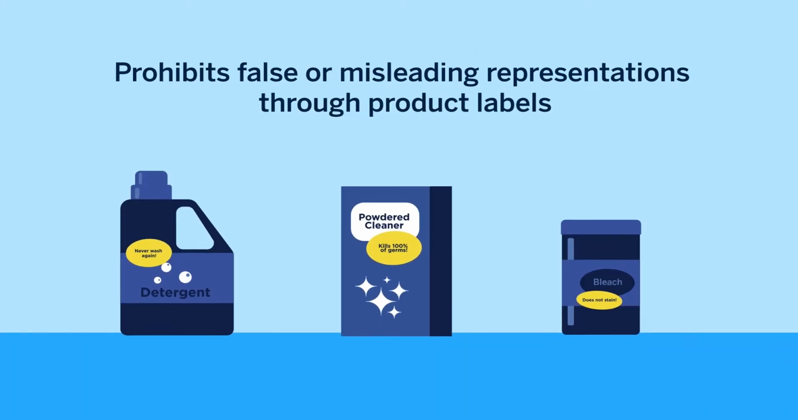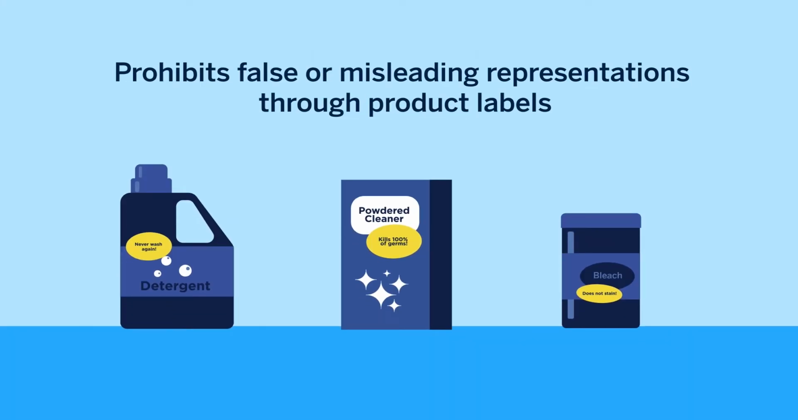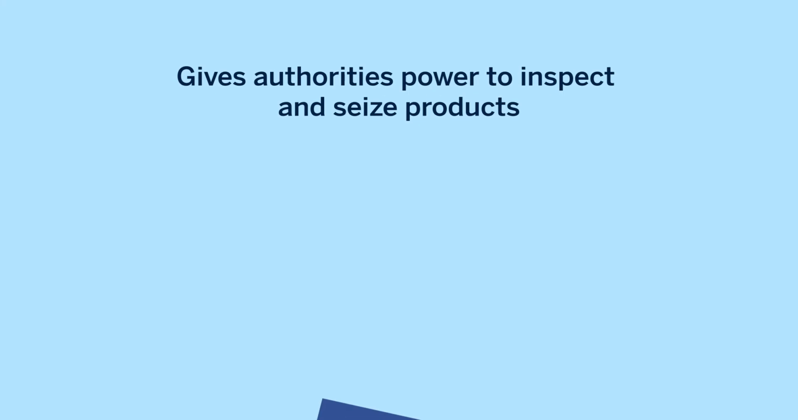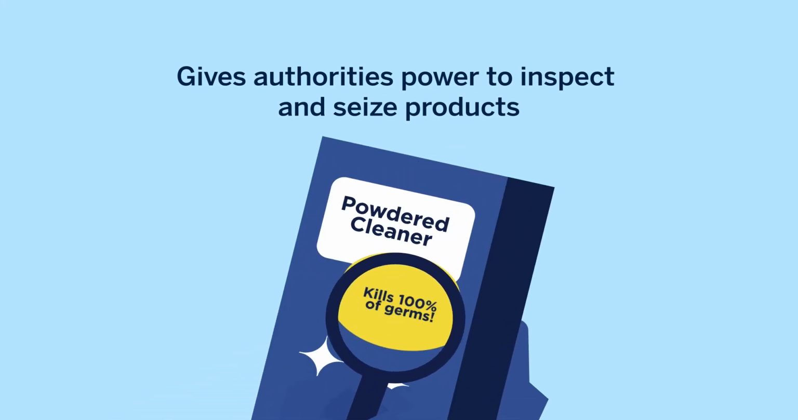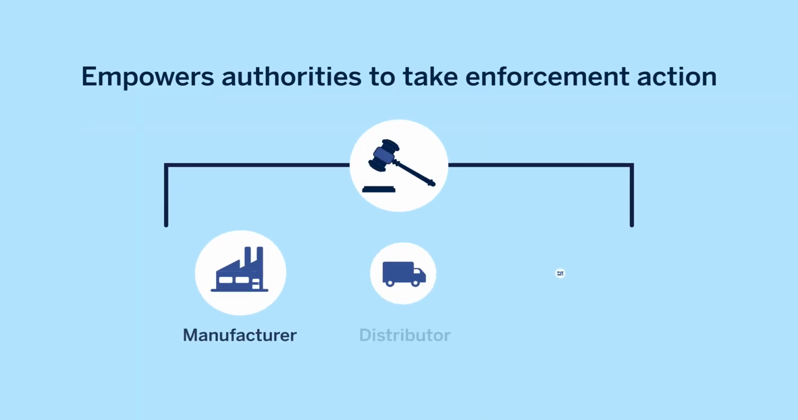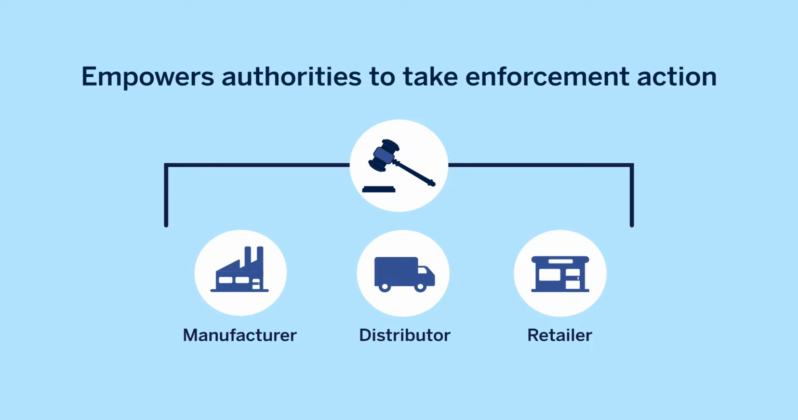The Act achieves these goals, first, by prohibiting businesses from making false or misleading representations through product labels. Second, by giving authorities the power to inspect products and seize any that don't conform to the law. And third, by empowering authorities to take action against any business in a product supply chain that breaks the law.